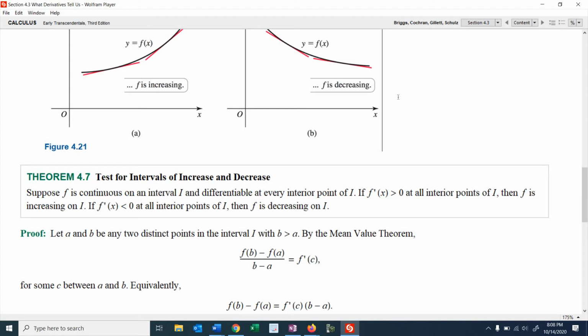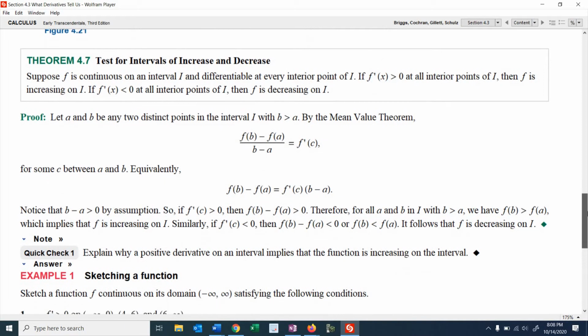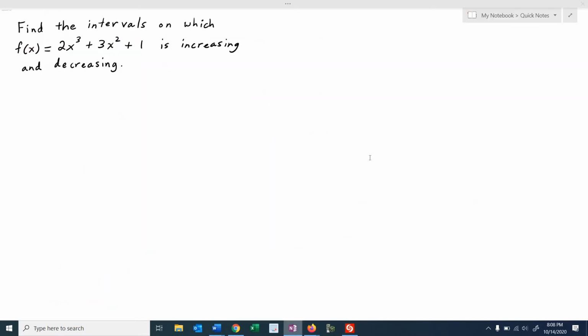But as long as we have both of those conditions, then if the derivative f prime of x is greater than 0 at all the interior points of I, then f is increasing on the interval I. Whereas if f prime of x is less than 0 at all the interior points of I, then the function is decreasing on the interval I. Okay, so let me show you a problem where we actually apply that test.